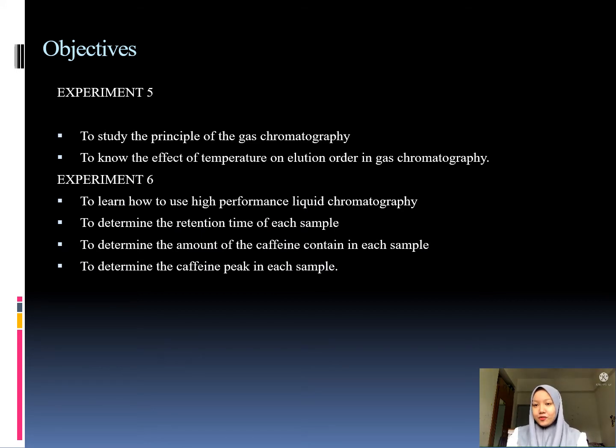The objectives for Experiment 5 are firstly to study the principle of gas chromatography, and secondly to know the effect of temperature on elution order in gas chromatography. The objectives for Experiment 6 are firstly to learn how to use high performance liquid chromatography, secondly to determine the retention time of each sample, thirdly to determine the amount of caffeine contained in each sample, and lastly to determine the caffeine peak in each sample.